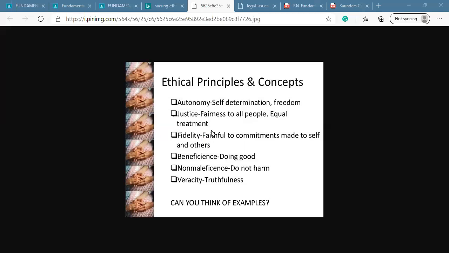And the next one is justice. Justice means fairness to all people, or equal treatment. So justice means we provide fairness in care, and also in the allocation of resources. I want to give an example.